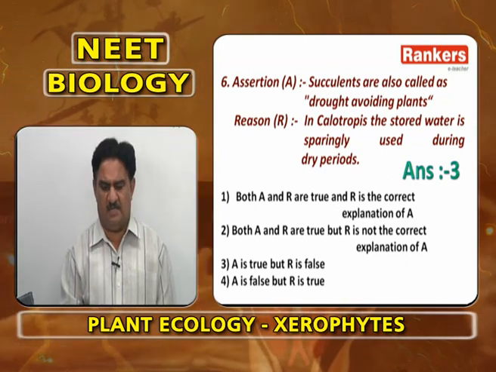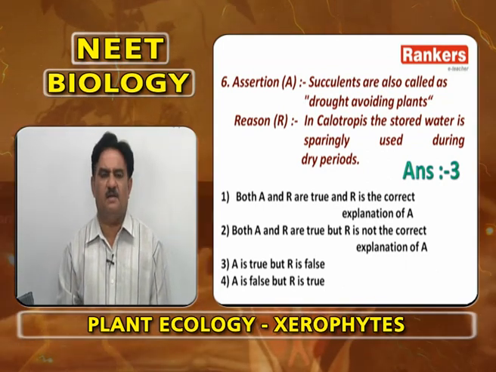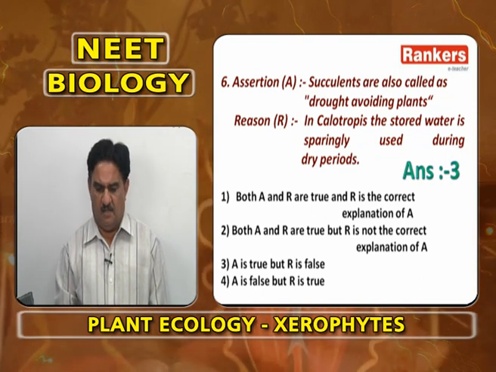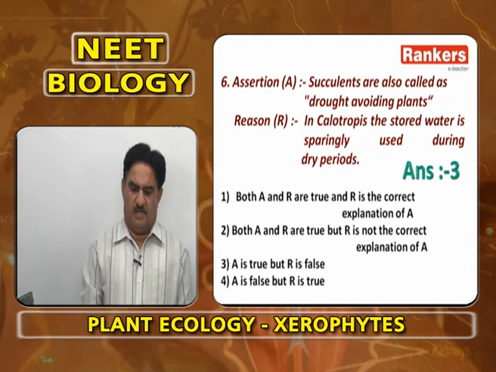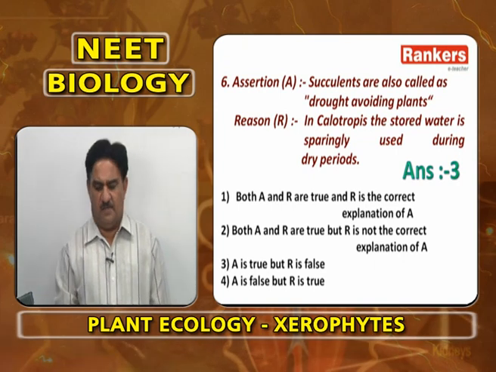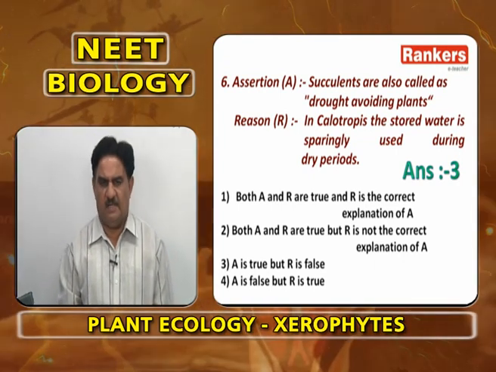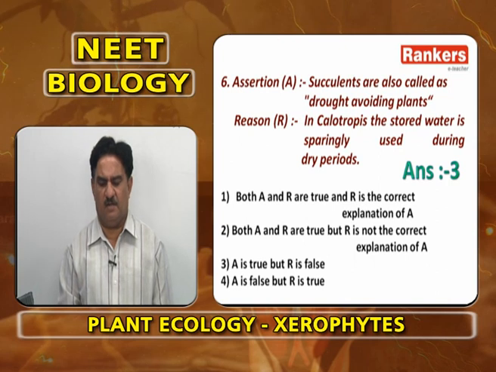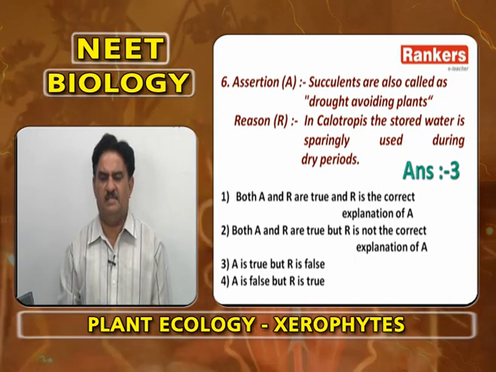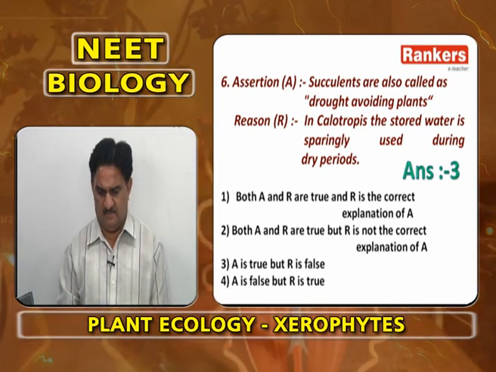It faces the xeric conditions. So, succulents are also called drought avoiding xerophytes is correct. In Calotropis, the stored water is sparingly used in dry condition is wrong, because Calotropis is not a succulent plant, it is a true xerophyte or non-succulent plant. So, A is correct, R is false.